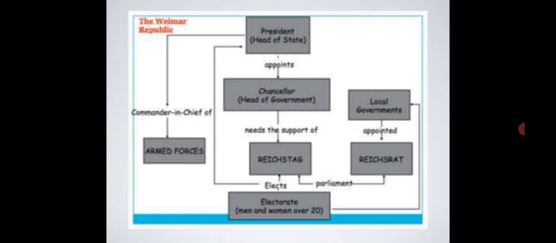So a few notes to take away. All German people could vote over 20. The president was elected every 7 years, and the president elected a chancellor from the Reichstag.